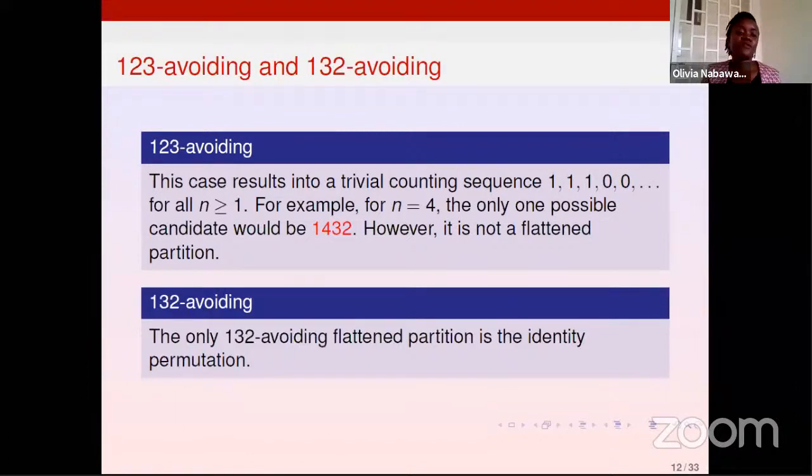And for the 1, 3, 2 avoiding, it's an easy exercise to show that the only flattened partition which avoids this pattern is the identity. The rest contain the pattern 1, 2, 3.